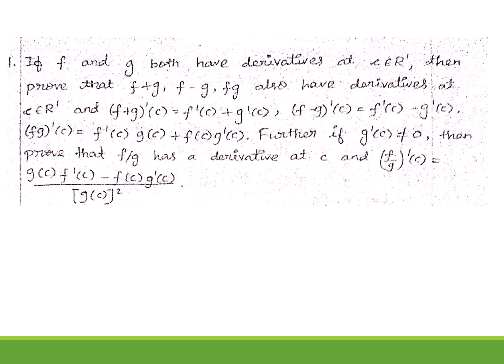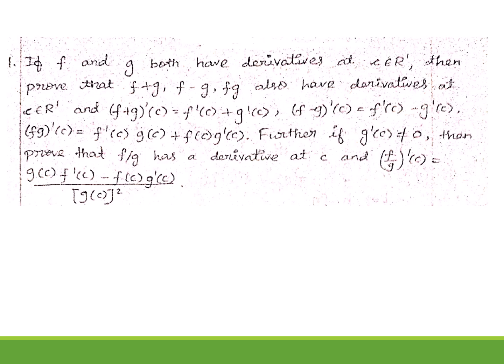Next, the theorem statement. If f and g both have derivatives at c belonging to R, then we have proved that f plus g, f minus g, and fg also have derivatives at c, and (f plus g) dash of c equals f dash of c plus g dash of c. (f minus g) dash of c equals f dash of c minus g dash of c. Third one, (fg) dash of c equals f dash of c times g of c plus f of c times g dash of c.